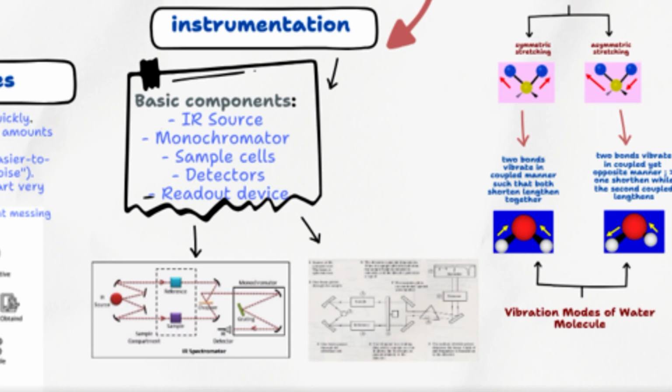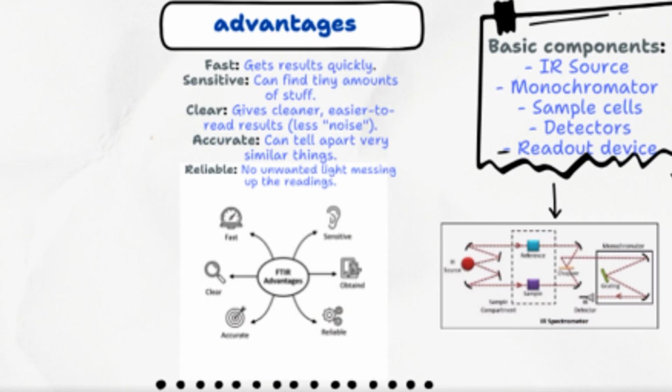The basic components for instrumentation for FTIR are the IR source, monochromator, sample cells, detector and also readout device. For the advantages of FTIR, firstly we can get the result quickly, we can detect a tiny amount of substance, it gives a clean and easy-to-read result, can tell apart fluorescence emitting, and also there is no unwanted light messing up the readings.